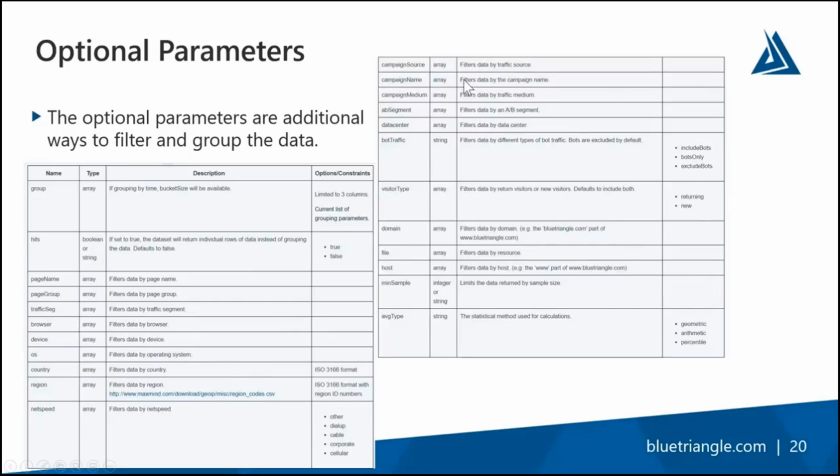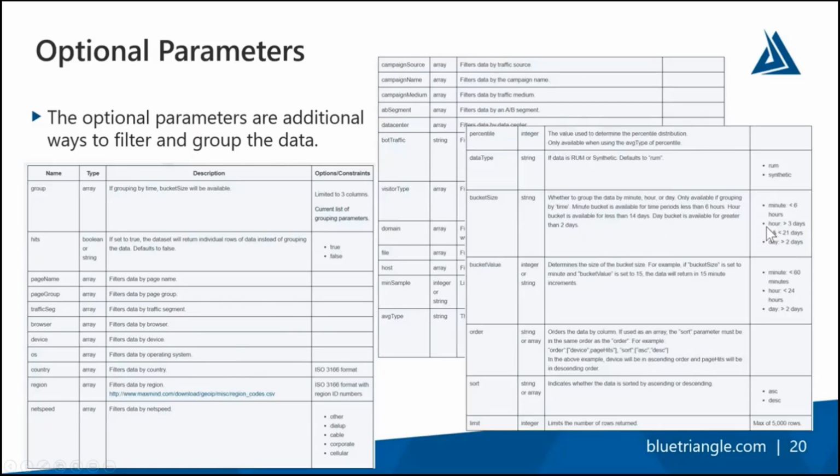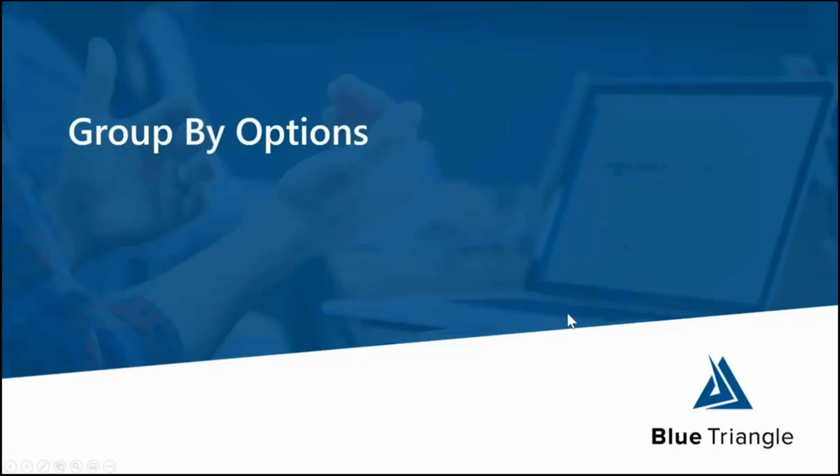And there's many more of these. Things like data type is an important one. You can choose RUM or synthetic data. So instead of studying these, we're just going to start with, what questions do we want to ask and what kind of data do we want to pull, and we'll skim through these and figure out which of the ones we're going to use. So those are the optional parameters.